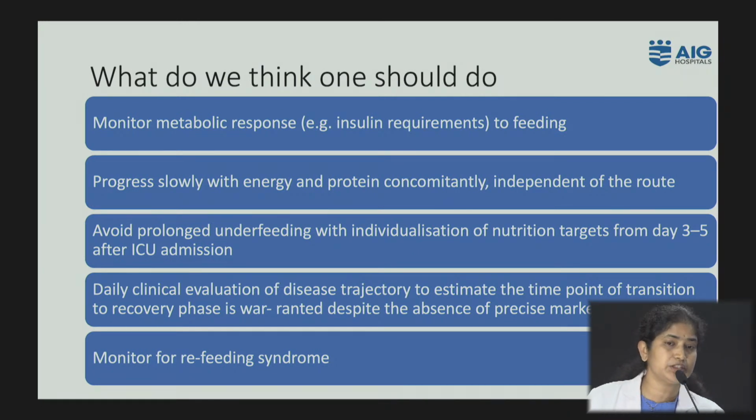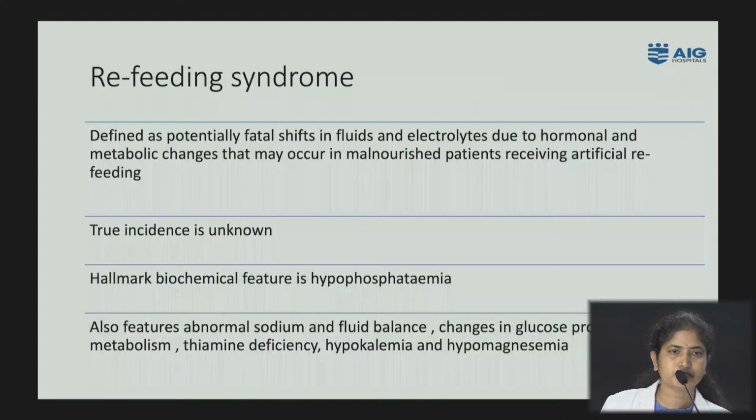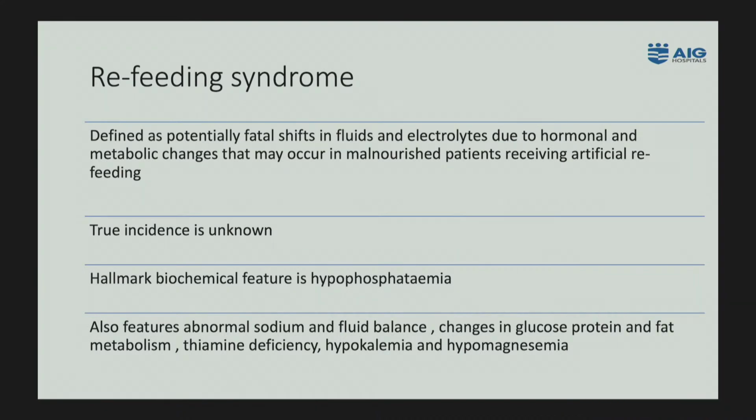for refeeding syndrome. So I'll just pause here for a couple of minutes to take you through in detail what refeeding syndrome is, why it is so important in the ICU, and where the journey of refeeding syndrome starts. Refeeding syndrome includes potentially fatal shifts of fluids and electrolytes, due to hormonal and metabolic changes that occur in malnourished patients, mostly those who receive artificial refeeding.